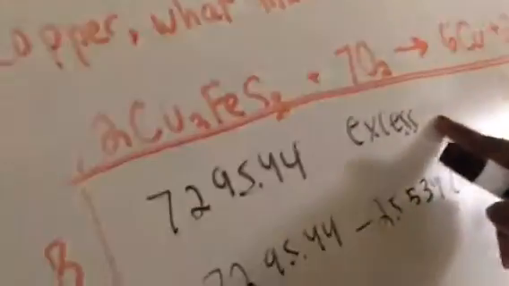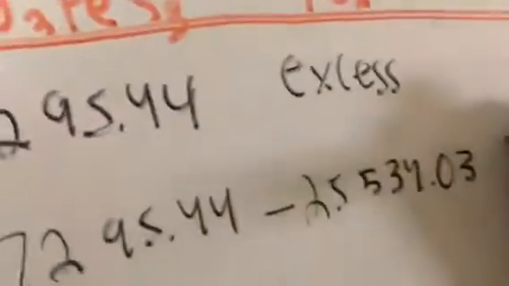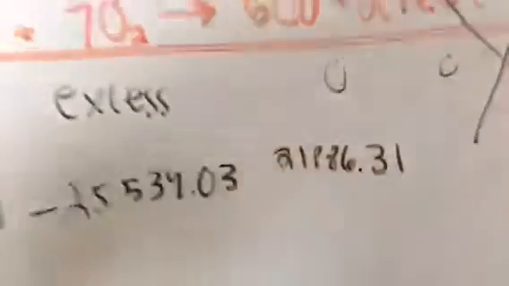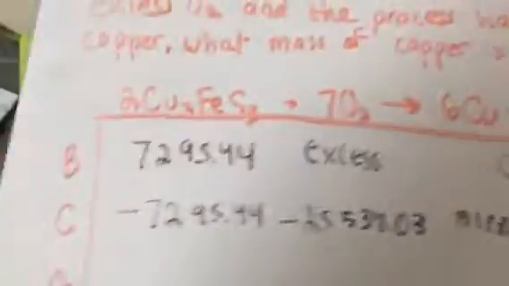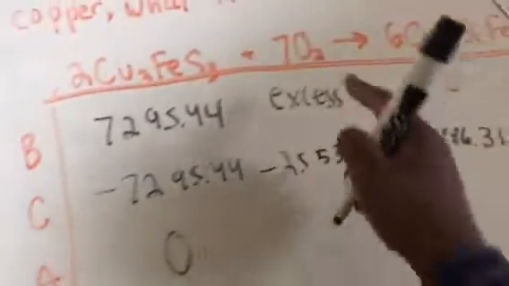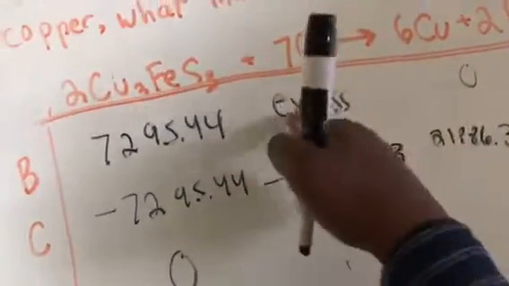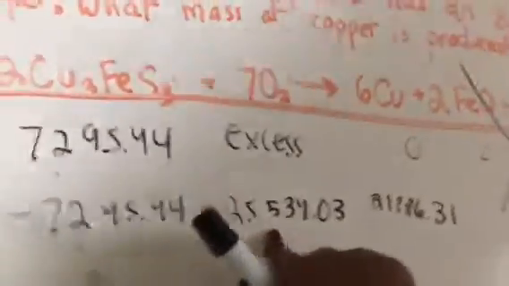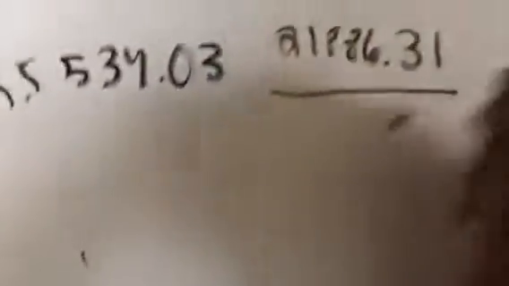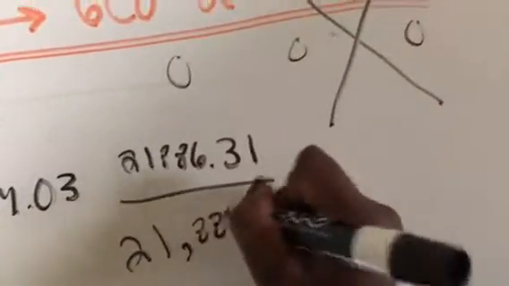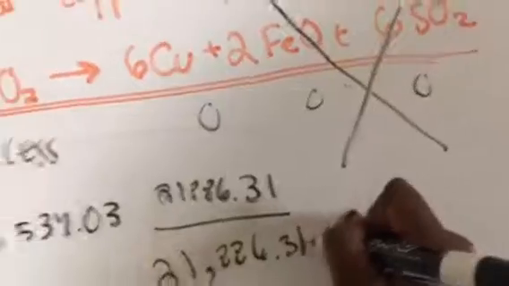So for copper, since there's a coefficient of 6, our amount of moles is 21,886.31. Alright, so this becomes 0, and this becomes, well, we don't know because it's excess, so it's still excess. And so we have a final amount of moles for copper as 21,886.31 moles copper.